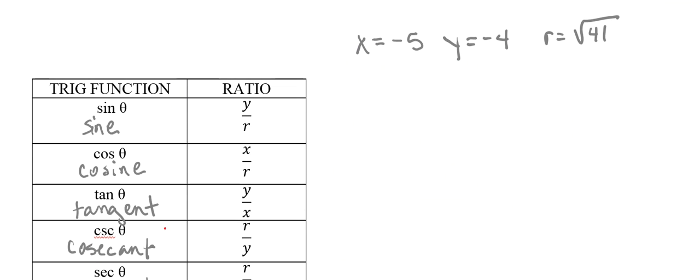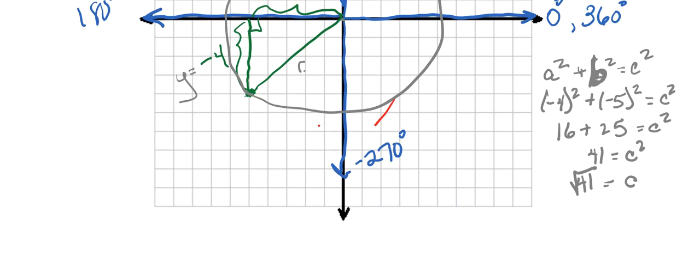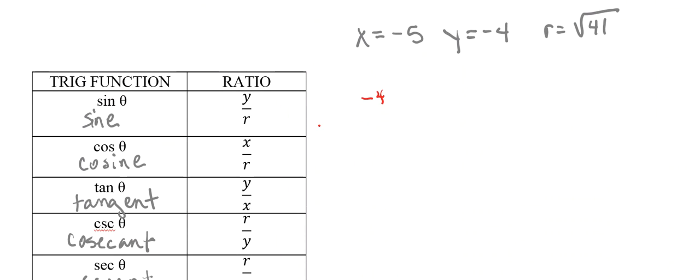Well, if we're looking for the sine relationship, it's y over r. Y is -4. R is square root of 41. That's the relationship. Cosine is x over that, so it's -5 over square root of 41. Tangent is y over x, so it's -4 over -5. We do want to go ahead and simplify those negatives, so it's just going to be 4/5.